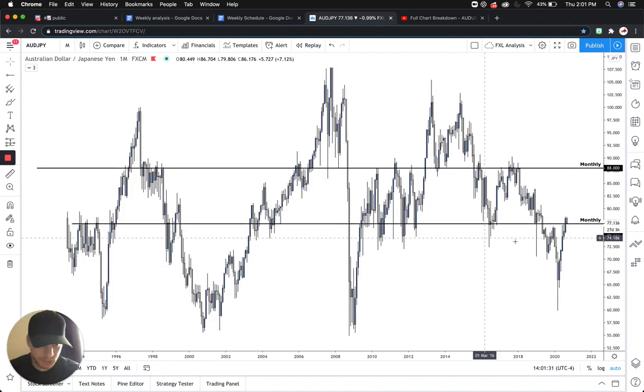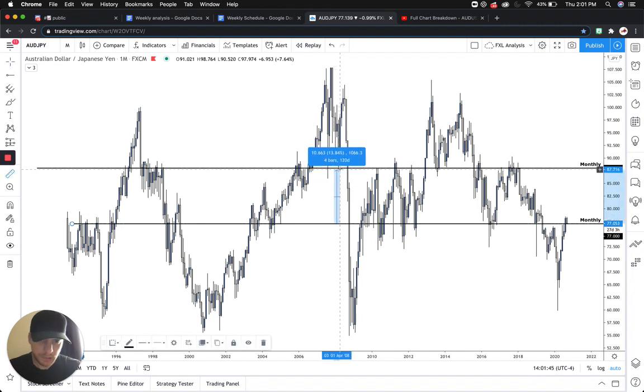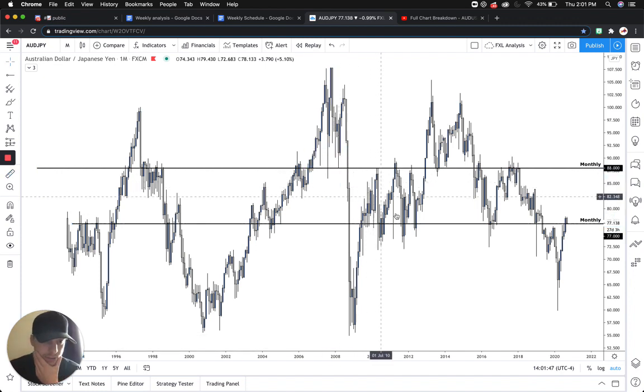So let's check it here. This one looks pretty good, good rejection on both sides of the market for the most part. Let's go ahead and check. I want to see this real quick. Okay, it's about 1,000 pips difference. Okay, cool. I like this zone.